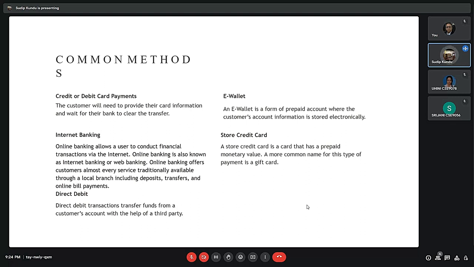And the next option is e-wallet. E-wallet or electronic wallet is a form of prepaid account where the customer's account information is stored electronically. And the next option is stored credit card. It is also known as gift card. In this system, the card has a prepaid monetary value.